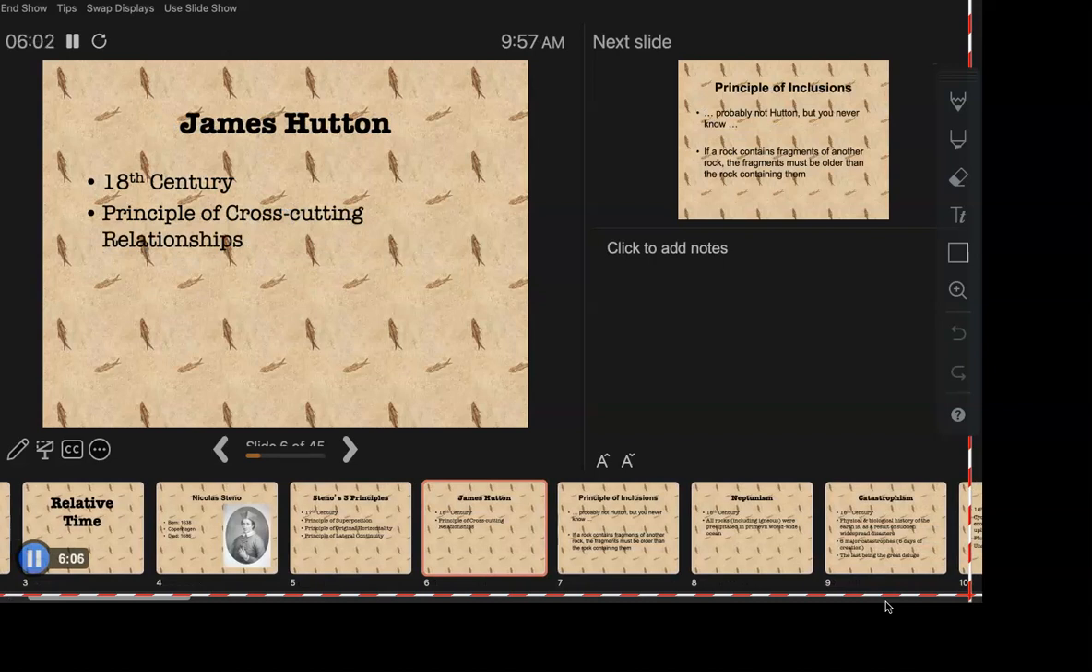Another gentleman, James Hutton, 100 years later or so, cross-cutting relationships. Steno laid down some great groundwork, and then somebody else had to say, okay, well, what about these igneous intrusions? What about these faults, which are breaks in the rock? If we're going to start organizing these rocks, we need some ground rules.